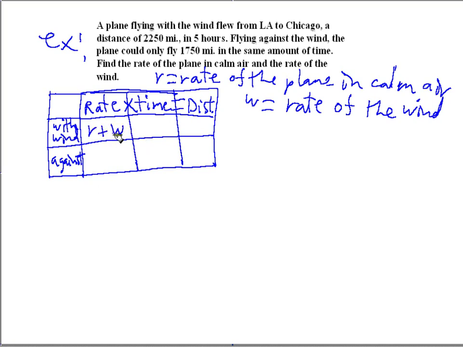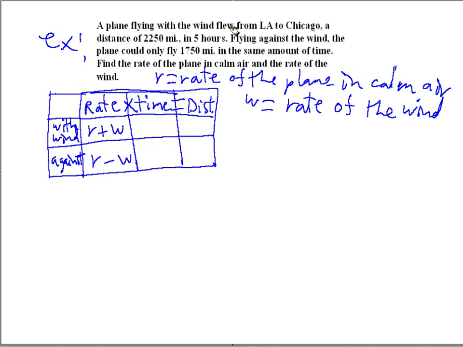Again, if you're going with the wind, you're going faster because the wind is helping you out. So your speed is tacked on to the wind speed. So R plus W. On the other hand, if you're going against the wind, it's slowing you down. So my rate will be R what? Minus W. Can we see that? We're being slowed down by the wind when we're going against the wind. Okay? So, what is the time situation then?